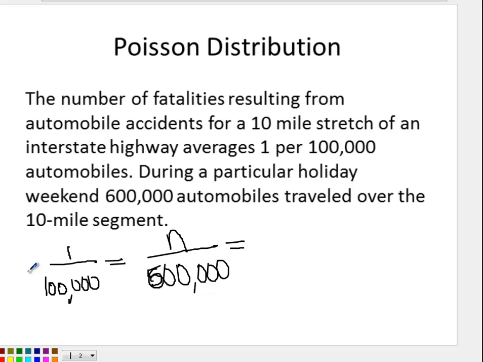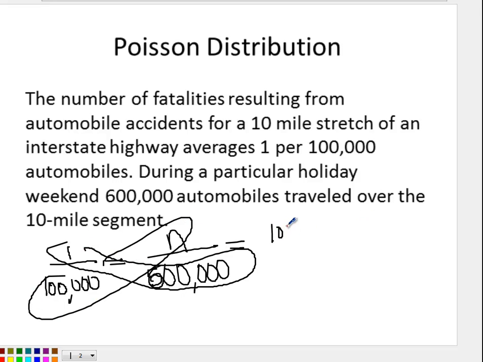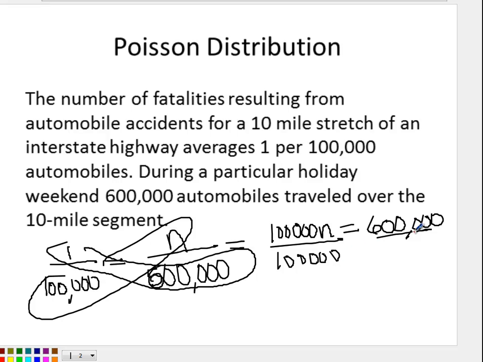So you can set this up as a proportion. You can cross multiply. You get 100,000 times n is equal to 600,000. And then to get n by itself, you just divide both sides by 100,000. And I get n is 6. So basically, this is our average. So you know what? I'm going to change this to mu, because mu means average. So it'll work in the formula. So the average number of fatalities out of 600,000 automobiles would be 6.